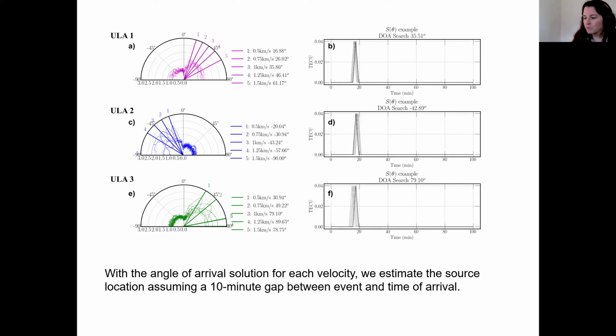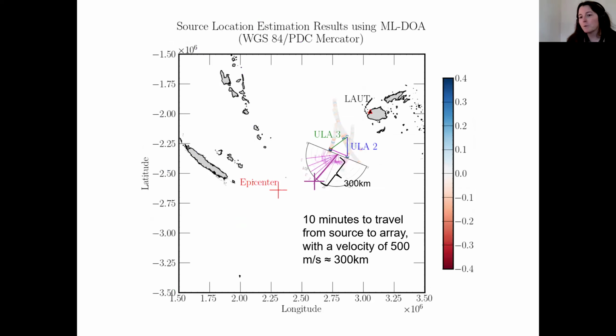Now, one more assumption we have to make is how long did it take for the wave to travel from its source to our array? And we're going to assume 10 minutes, which is the average time that we often observe between the time of an earthquake and its arrival in the ionosphere. And so we put all of this information together. We have the location of our array. We have the angle of arrival. We have 10 minutes to travel, so we know the distance we're going.